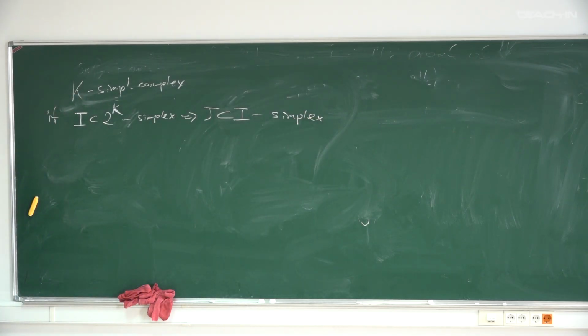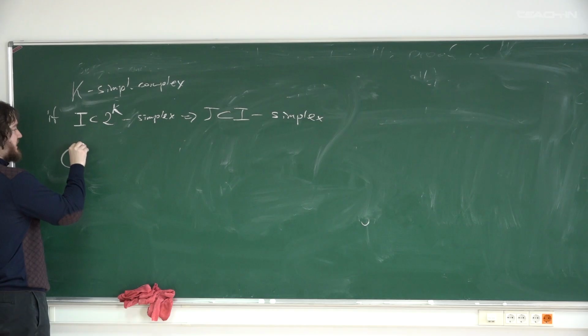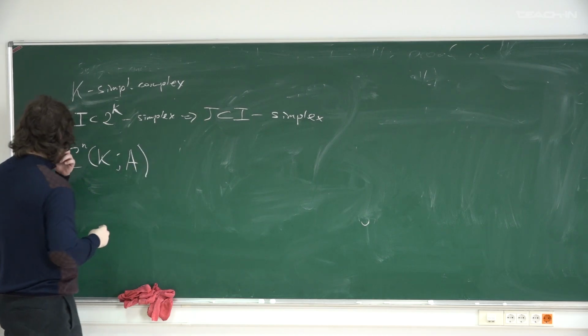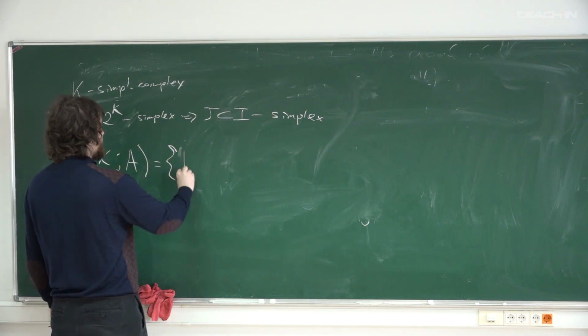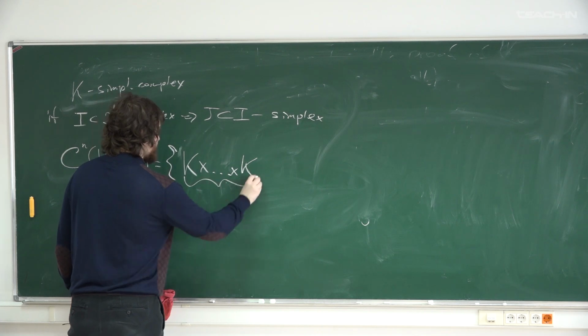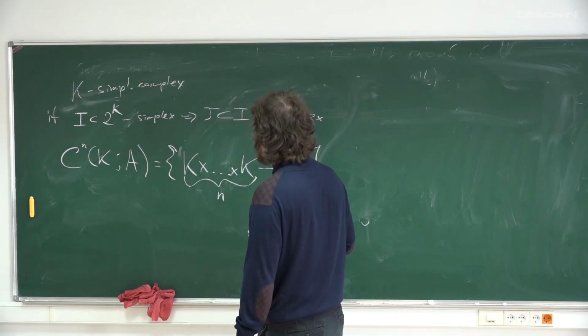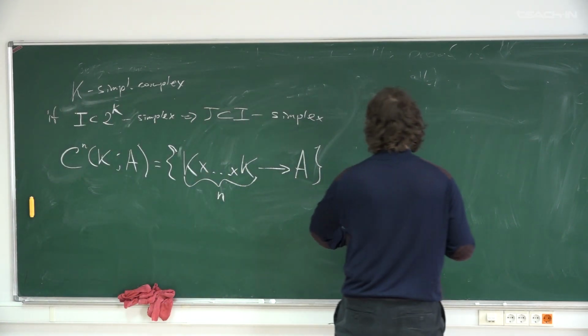Then we can define simplicial homology. We can define simplicial cochains, something like C^n(K) with coefficients in some abelian group A. I want to define it as just maps from K, n times, to A. They form abelian groups because of the abelian group structure from A.